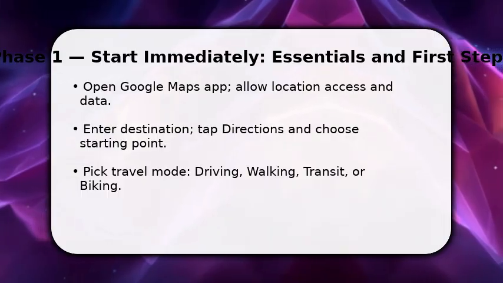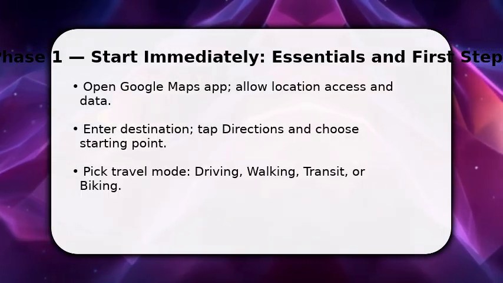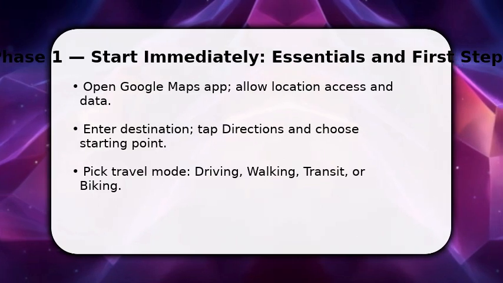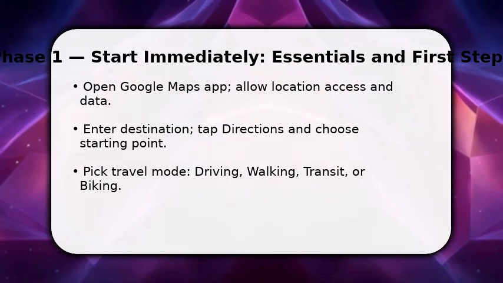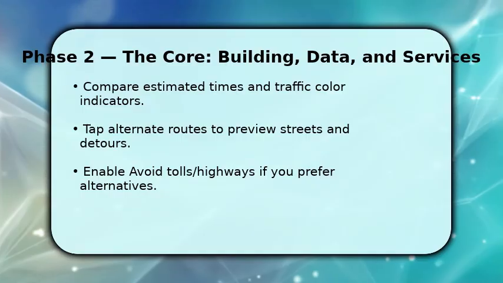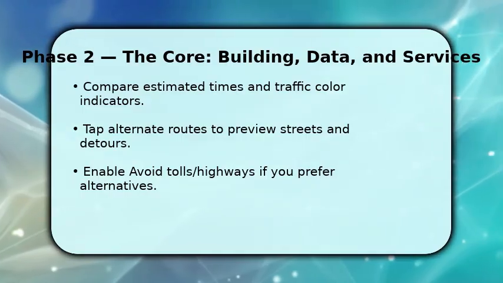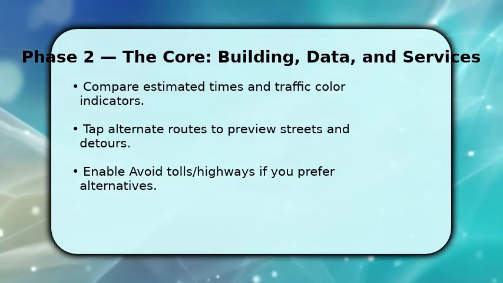Make sure to glance at traffic colors and the estimated time, since those drive the fastest route decision. Now compare the offered routes. Look at ETA, distance, and traffic shading. Red means heavy delay, green means clear.